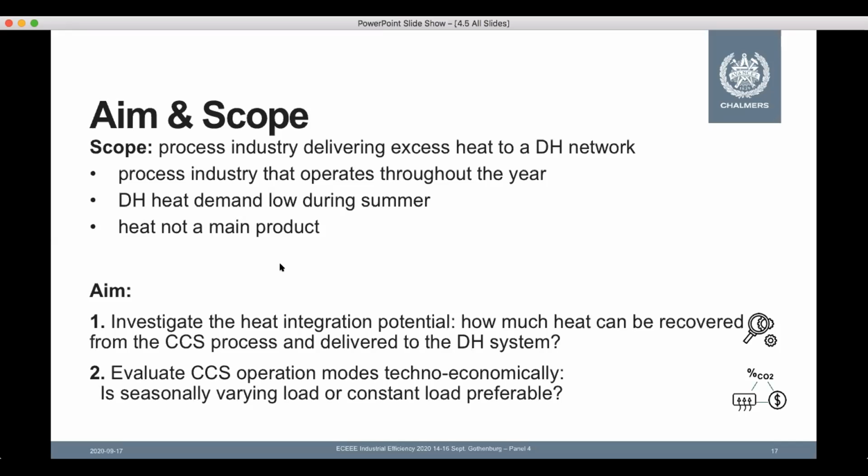So we had two questions to be answered. One was to investigate this heat integration potential: how much heat can be recovered from a CCS process if we put all the heat onto CCS at sufficient temperature levels, and see how much we can get back to the district heating system from the CCS process. And the second question is about CCS operation modes and the sizing of these plants from a techno-economic perspective. There the question is, are we going to operate in varying load or in constant load? I'll try to illustrate these two questions before I go into more detail on what I mean.